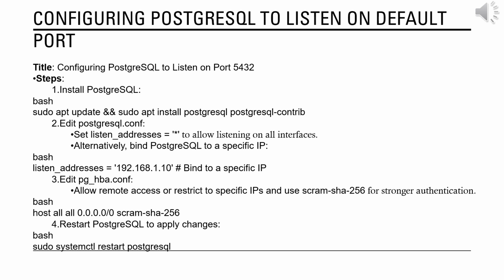Now, as far as the first step, you want to install PostgreSQL by using this code, as you can see on the screen, and then next you want to edit PostgreSQL by using this code on the screen. This allows listening on all interfaces. Next, you want to edit this code that you see on the screen. This allows remote access or restrict to specific IPs and uses SCRAM-SHA-256 for stronger authentication. And then lastly, you want to restart SQL to apply changes by using this code you see on the screen.